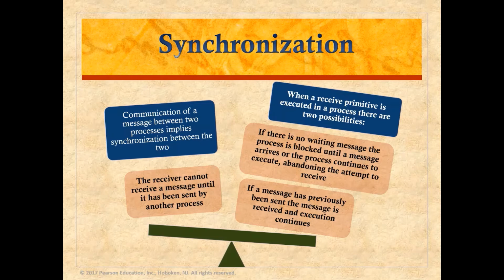Okay, when a receive primitive is executing in a process, there are two possibilities. If there is no waiting message, the process is blocked until a message arrives, or the process continues to execute, abandoning the attempt to receive. So this is if no message arrives. If a message has previously been sent, the message is received and execution continues. So there are two possibilities: one is waiting, another one is already sent.